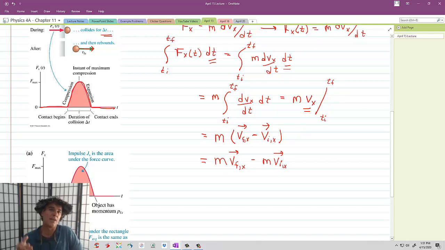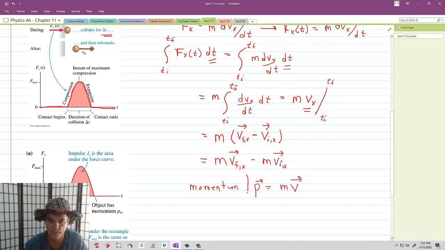Well, we define this quantity, mass times velocity, as momentum. And the symbol that we use for momentum is p. So momentum, p, is equal to the mass of an object times its velocity.